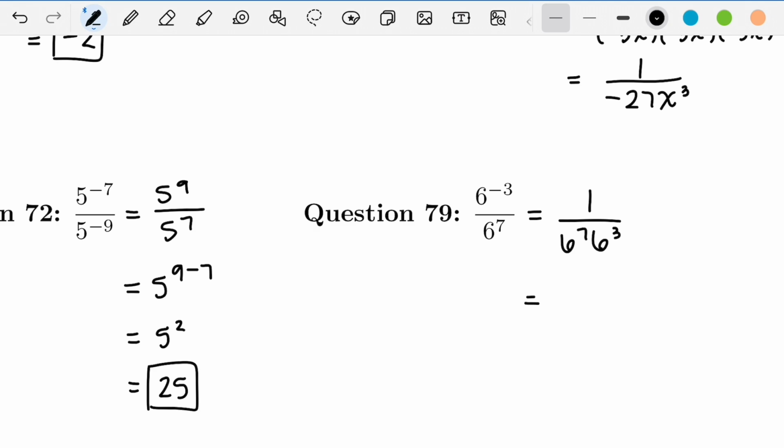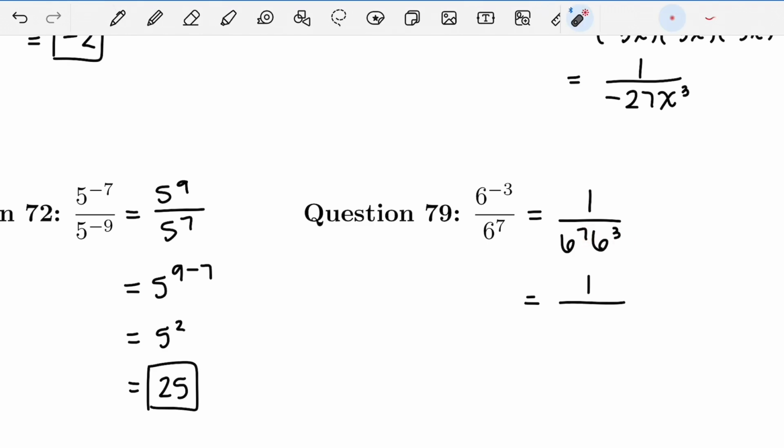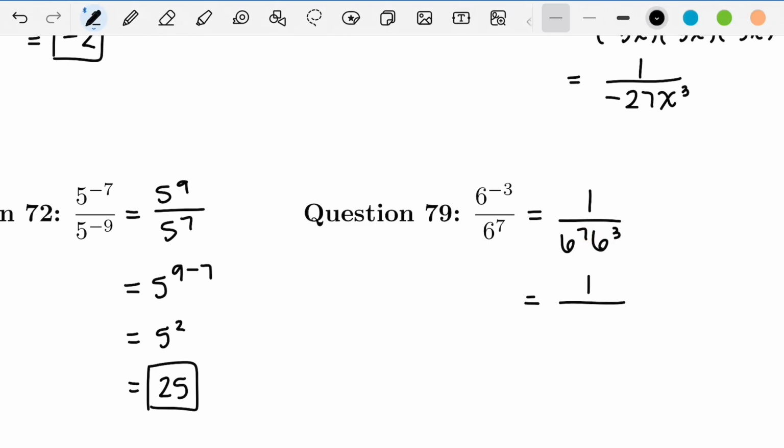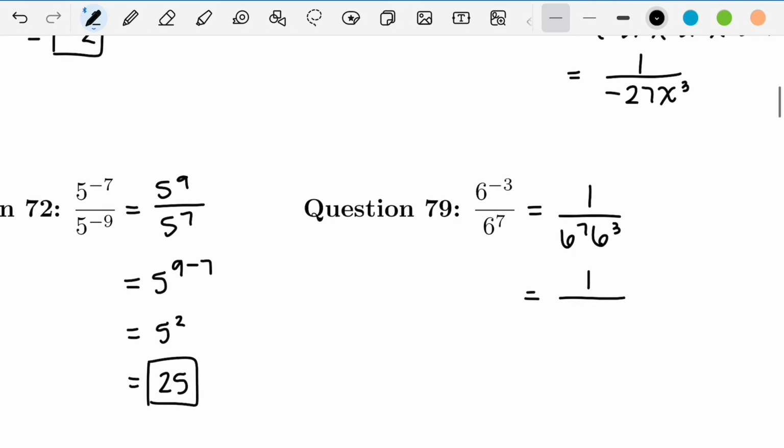Now, in the denominator, what I can use is the product rule. So I can just add our 7 and 3, since we have 6 as our base. We have the same base. So this will be 6 to the power 10, and then we can put that into our calculator. We'll get a big number, but I'm going to leave it there.